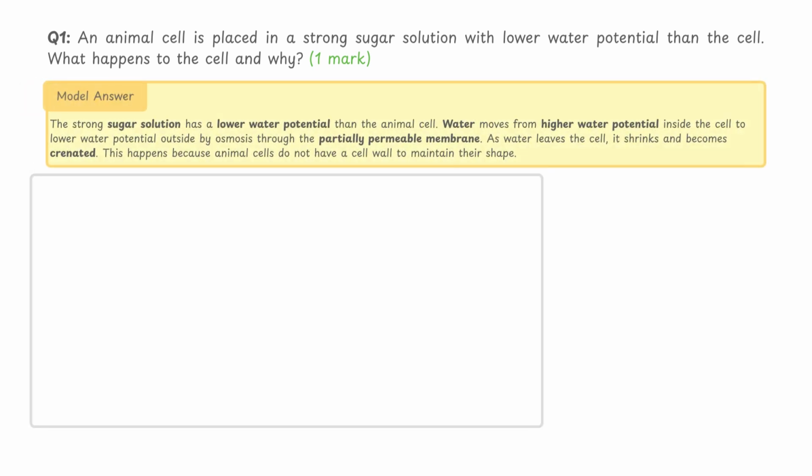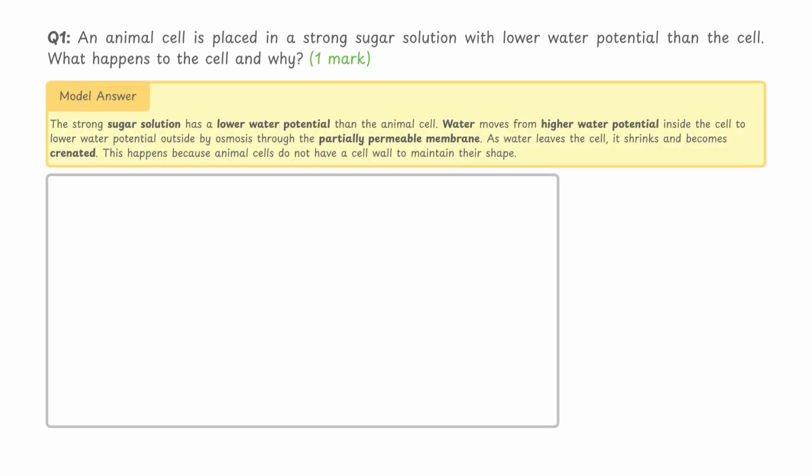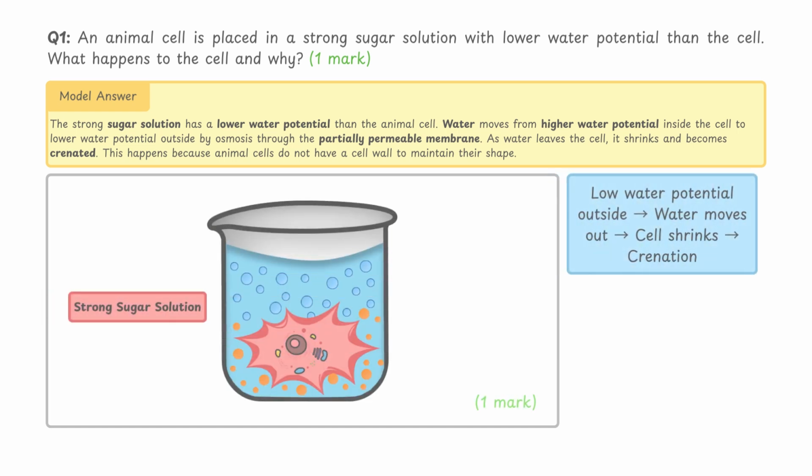The sugar solution outside the cell has lower water potential. Water moves out of the cell by osmosis. As water leaves, the cell shrinks and becomes crenated. Since there is no cell wall, the cell cannot resist the loss of water.